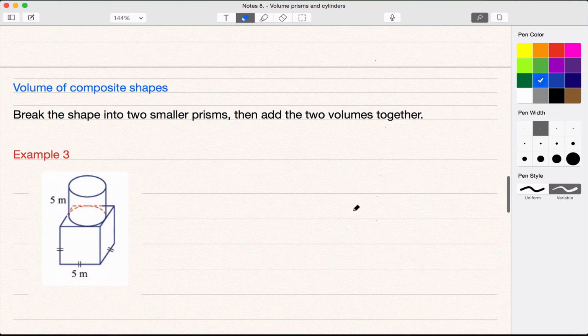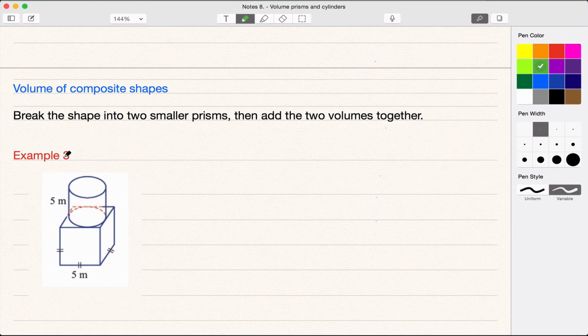Looking at the volume of composite shapes. The first thing you need to do, same as what we've been doing in all the other videos, is break the shape down into two smaller prisms, or more, two or more, and then you add the two volumes together. So I'm going to label mine. Write out a formula. Total volume will equal the volume of A plus the volume of B.